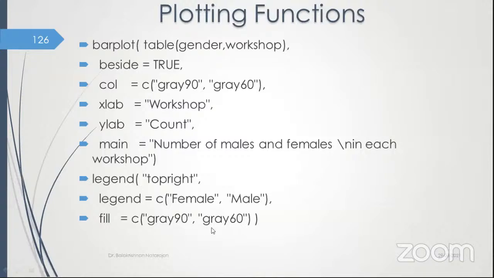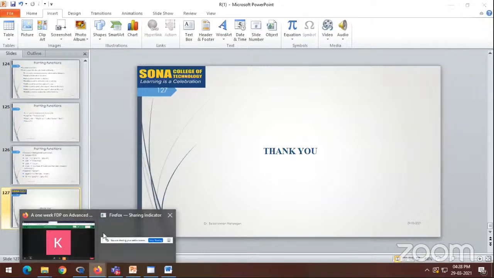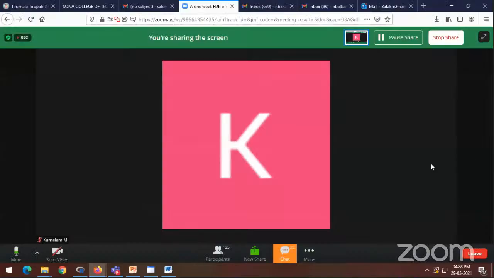For female it is dark gray, and for male it is light gray. That is the filling of the bar. The bar will be dark gray for female and light gray for male. So that is how you are going to get a bar chart. Any queries, participants?